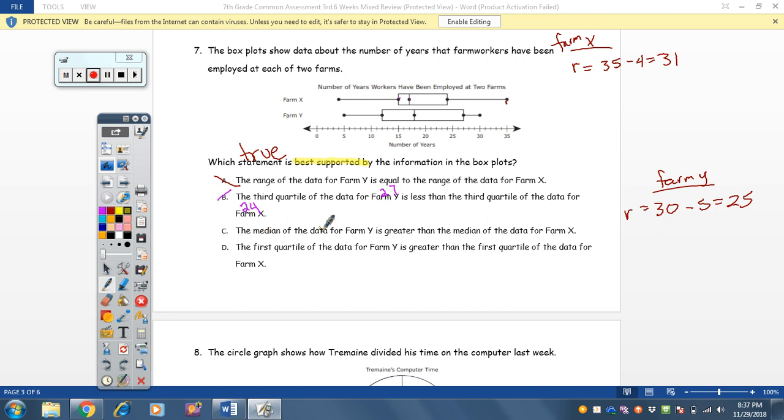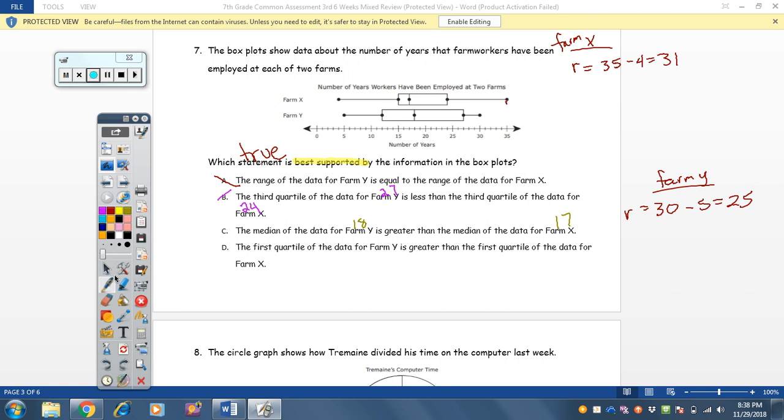C says the median of the data for Y is greater than the median for the data for X. Median means middle. Median for Y looks like 16, 17, 8, 15, 16, 17, 18. Median for Y is 18. Is greater than median for X. Median for X maybe 17. Is 18 greater than 17? Probably.